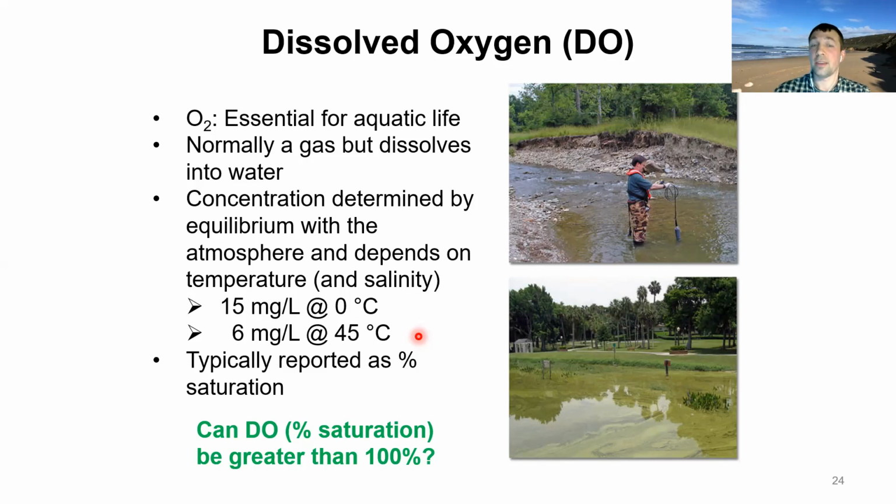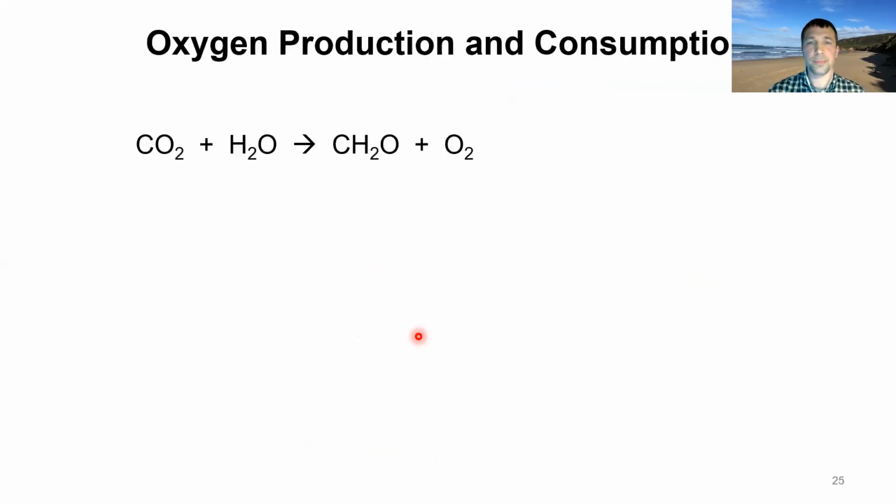Likewise, dissolved oxygen expressed as percent saturation can be less than 100, and that means that it's out of equilibrium with the atmosphere as well. And it means that there must be something consuming that oxygen faster than it can be replenished through equilibration with the air. So what processes would produce and consume oxygen?